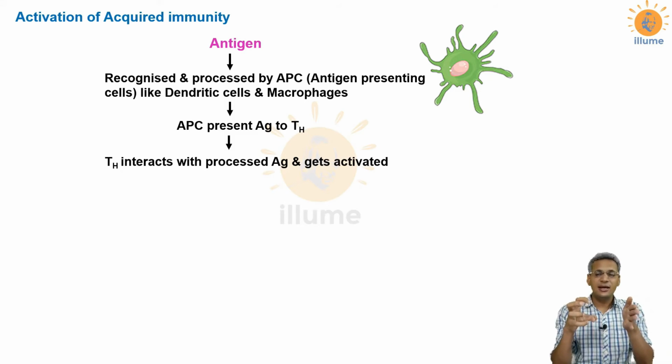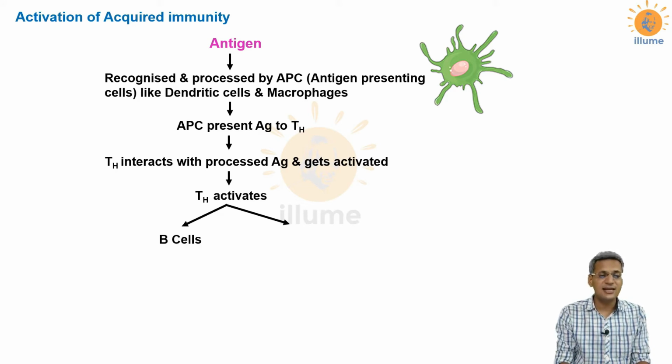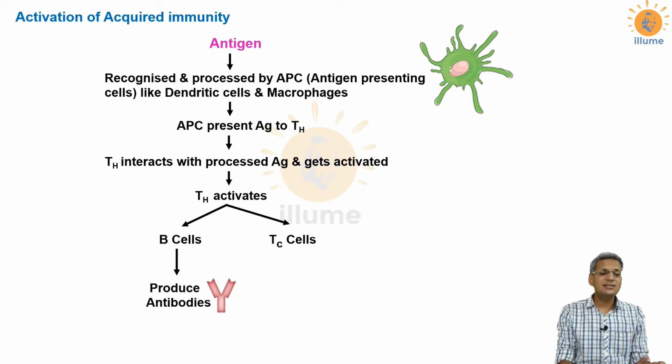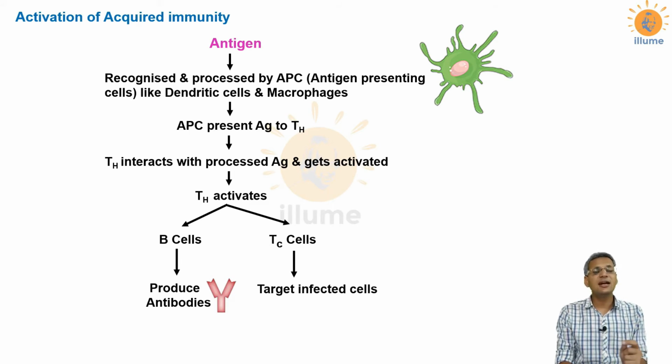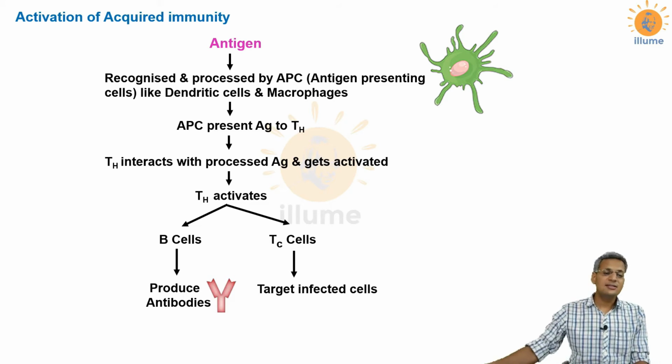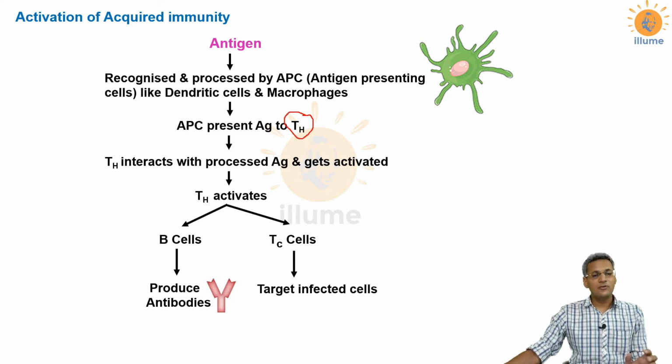T helper cell interacts with the antigen and gets activated, and when T helper cells get activated, it leads to activation of B cells and TC cells. When B cells are activated, they form antibodies against that antigen, and when TC, cytotoxic T cells, are activated, they would directly target the infected cells. That means the first lymphocytes of immunity which get activated are the T helper cells, and this is a very important question.